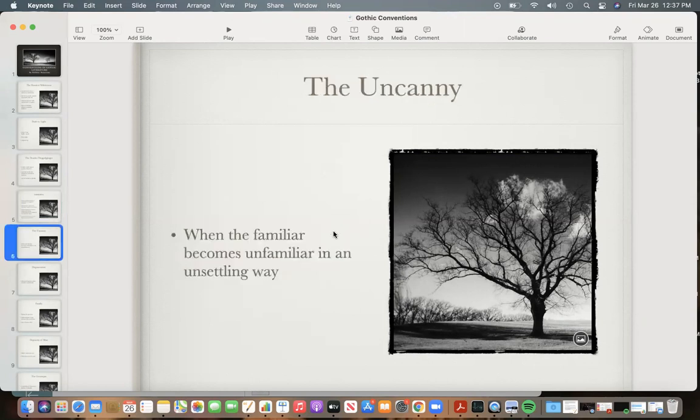The uncanny, and this one is kind of hard to put your finger on sometimes. And they say, whoever they are, the powers that be, we call it the uncanny valley. That's when the familiar becomes unfamiliar in an unsettling way. An example would be if you saw someone who looked exactly like you, like your twin. Not only would that be the double or doppelganger, but that would be uncanny. If you don't know you have a twin, that would be a really eerie experience.